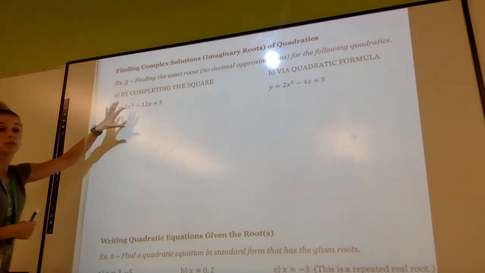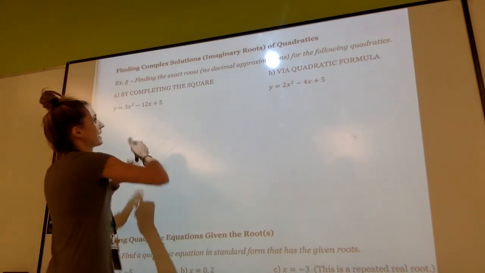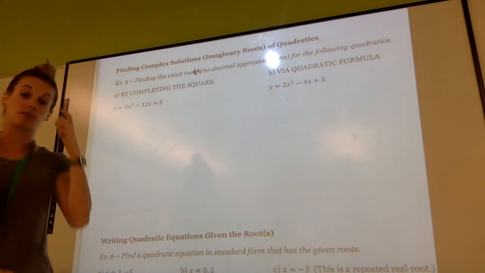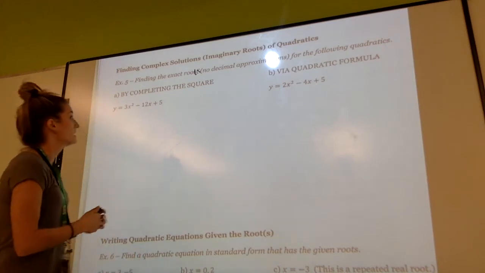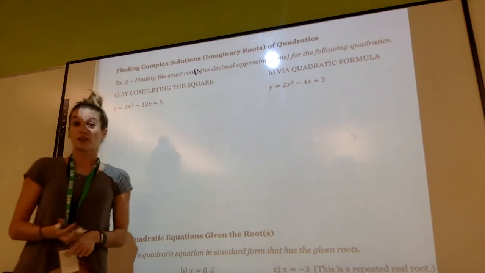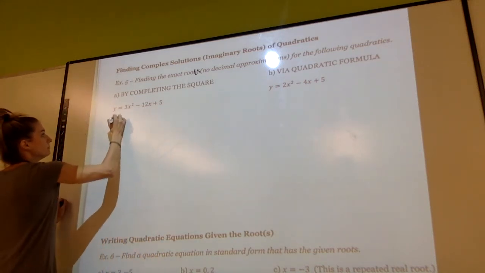For part A, completing the square, all right, let's take a look at the directions. So find the exact roots, no decimal approximations, for the following quadratics. So we have a few different methods we could use to solve these. For this one, we're going to complete the square. So we know our steps for completing the square. We're going to start off by subtracting 5 from both sides.